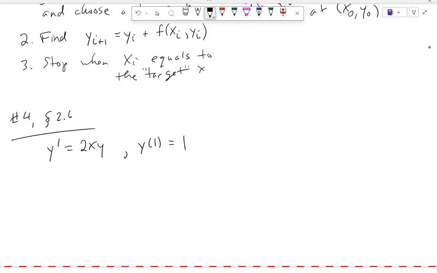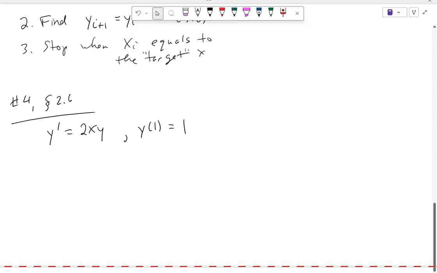But I also want to compare it to the exact solution. So let's see if we can do the exact solution first. What method might you choose here to do the exact solution? Yeah, separate it, right? So if we separate this, we would have 1 over y dy equals 2x dx, right? When you divide the y over, move the dx over. And now integrate both sides.